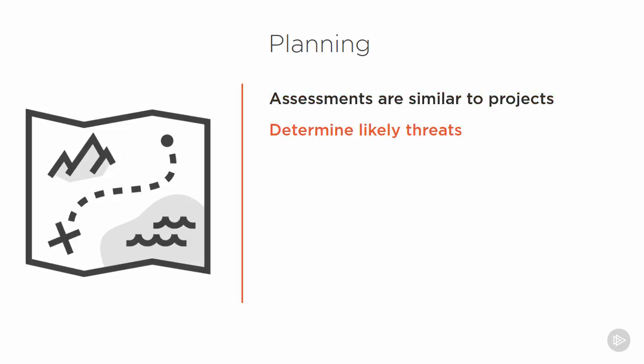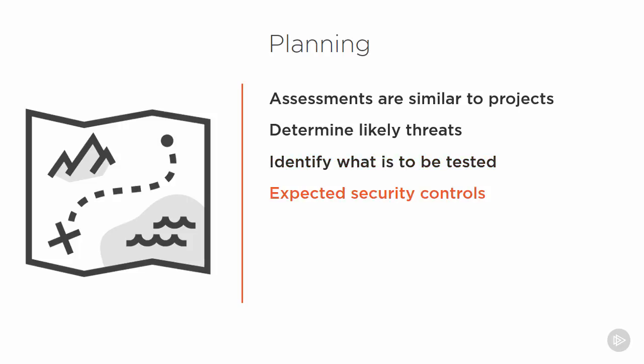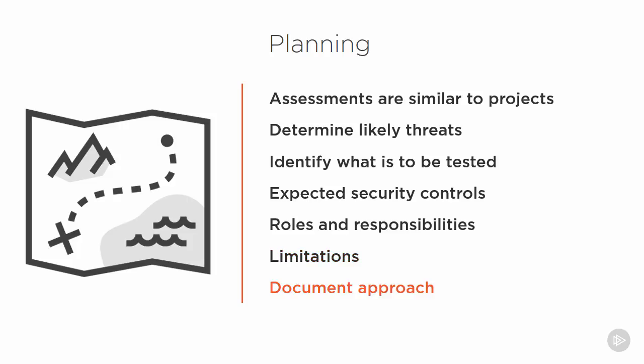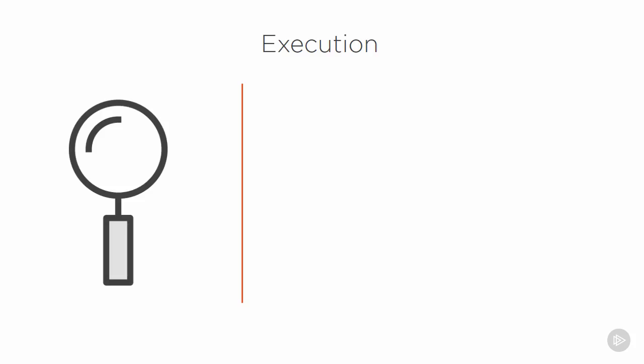You should determine the most likely threat agents the organization has, and then use that information to detail what needs to be included in the assessment. You should understand what the expected security controls are, identify roles and responsibilities, determine any limitations that you have in place, and then lay out a blueprint of what the assessment approach should be.